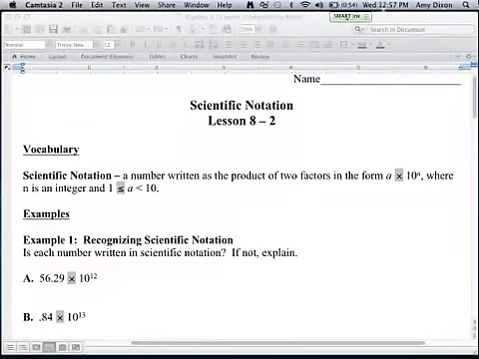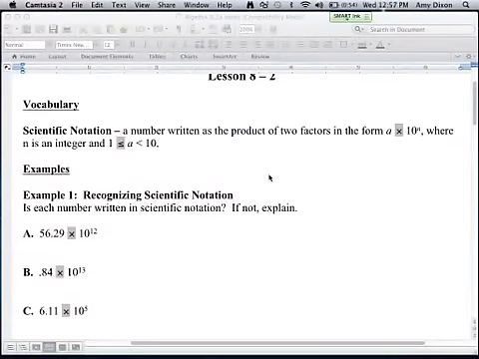The next section in Chapter 8 is scientific notation. With scientific notation, you have exponents involved. That's kind of why it fits into this unit when we're talking about exponents. Scientific notation is a number that's written as a product of two factors in the form a times 10 to the n power, where n is an integer and a is bigger than or equal to 1 but less than 10.